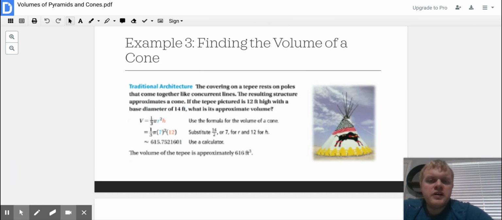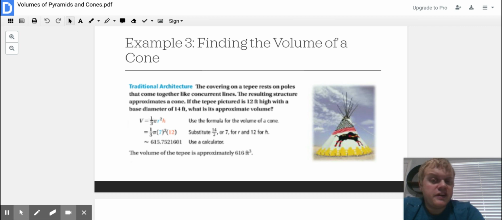Number 3: the covering on a teepee rests on poles that come together like concurrent lines. The resulting structure approximates a cone. If the teepee pictured is 12 feet high with a base diameter of 14 feet, what is the approximate volume? So they tell you the height of your cone. The height is going to be 12 feet here, and they gave us the diameter. So unfortunately, we don't need the diameter. We need the radius. To go from a diameter to a radius, you divide by 2. So that means our radius here is going to be 7. Half of 14 is 7.